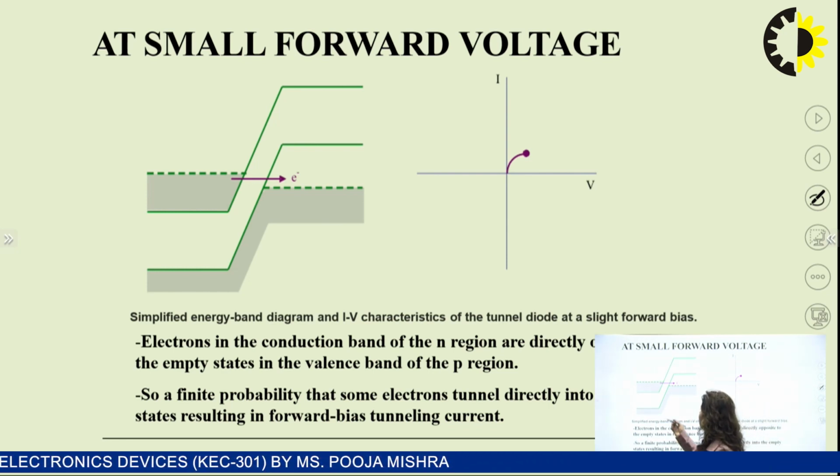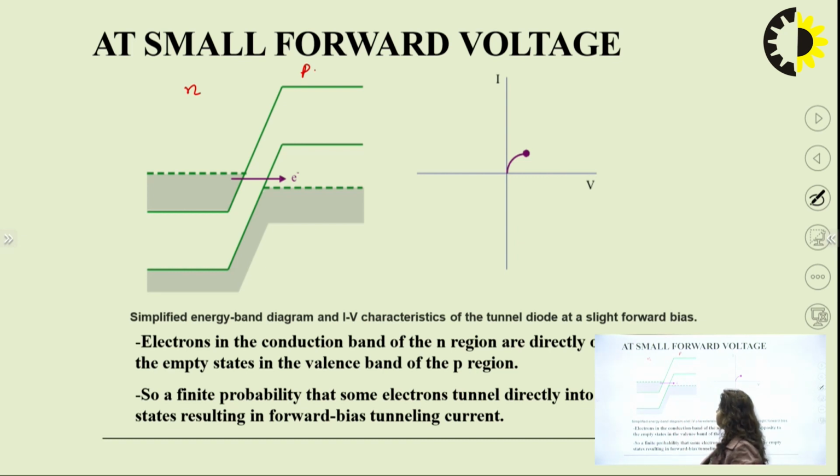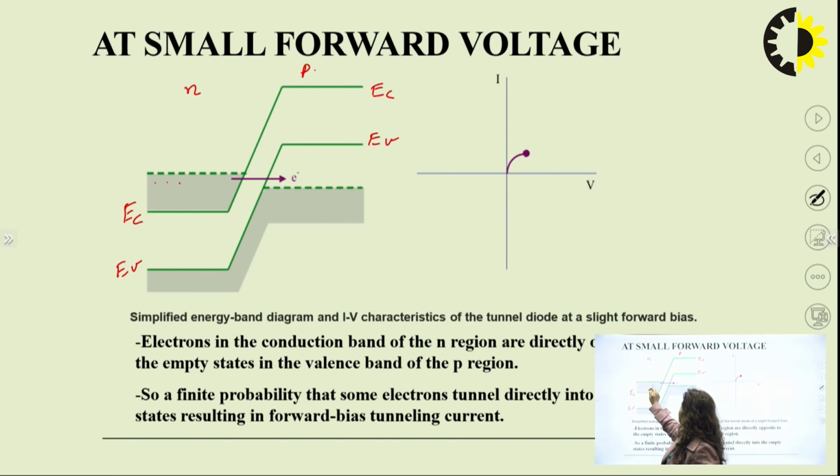So when we apply a small forward voltage, what will happen? There will be a tunneling of electrons and holes. So this is your N side and this is your P side. This is conduction band EC, this is valence band EV, similarly this is EC and this is EV. Here the electrons are very much higher in the case of the N side, and in the case of the P side there are holes.